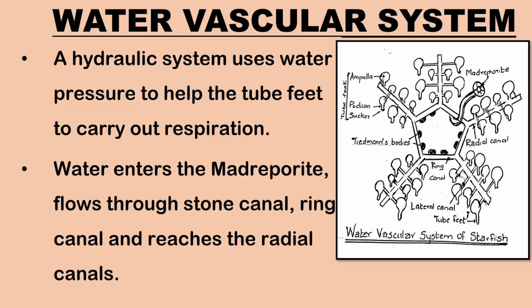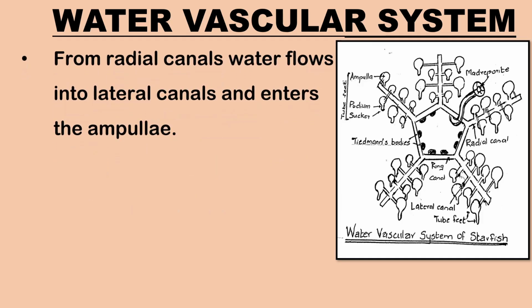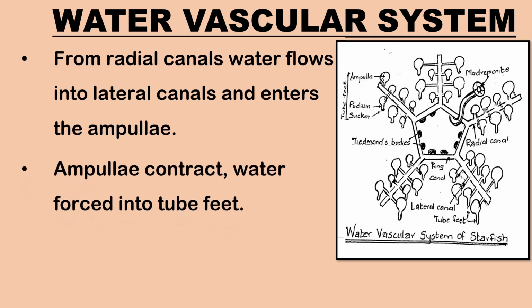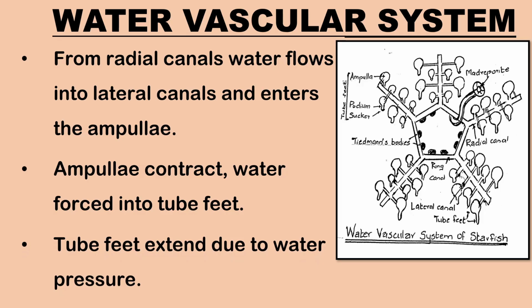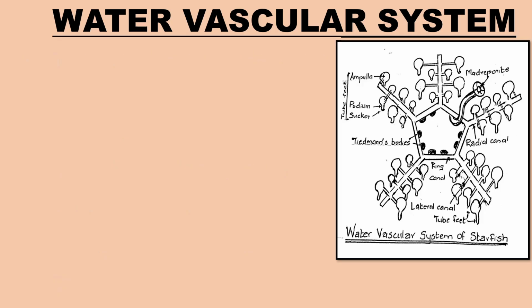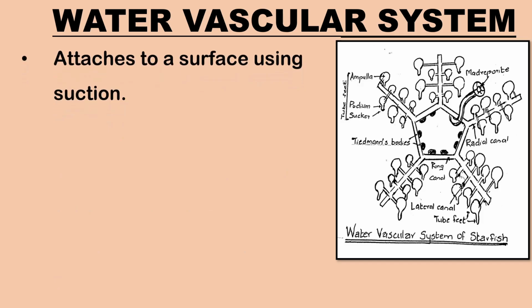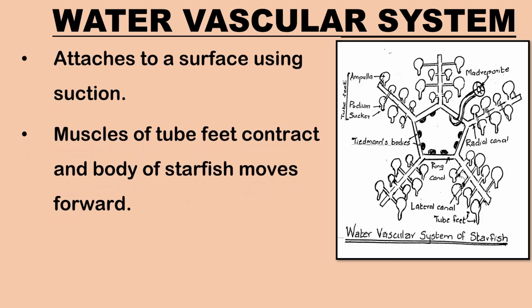Water enters the madreporite, flows down the stone canal to ring canal, and reaches the radial canals that run along each arm. The water from the radial canals flows into the lateral canals and enters the ampullae. As soon as the ampullae contract, the water is forced into the tube feet, which extend because of water pressure. The tube feet attach to a surface using suction. Muscles of the tube feet contract and the starfish's body moves forward.